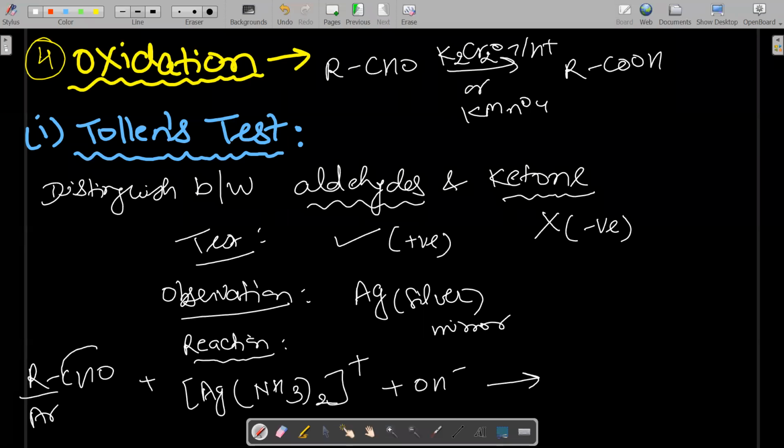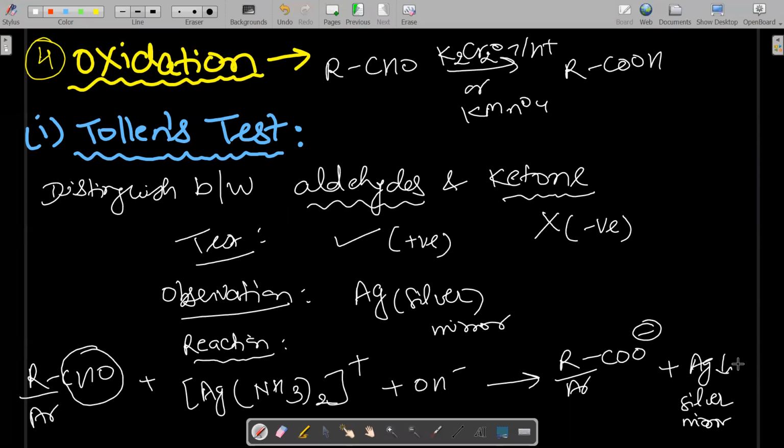Then aldehyde CHO gets oxidized into the carboxylate group COO minus. So aldehyde oxidizes into carboxylic acid and Tollen's reagent gets reduced into silver mirror. So there is a formation of a shining silver mirror on the side of the test tube. And as byproducts, if you want to write, you can write ammonia and water. So this is the reaction of any Tollen's test.